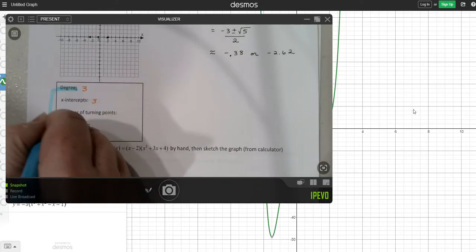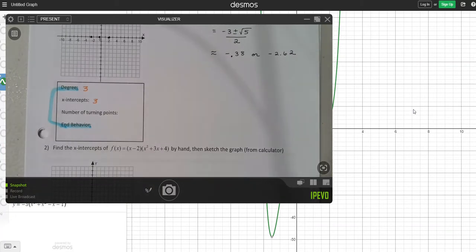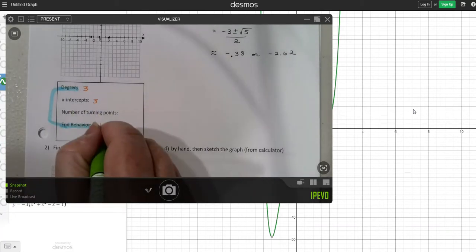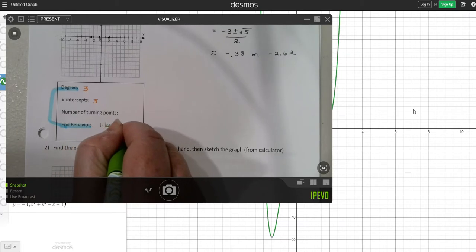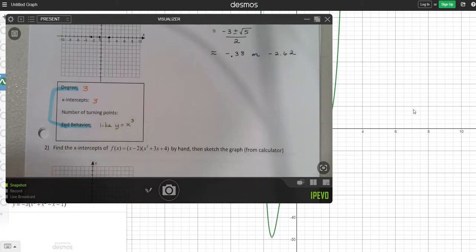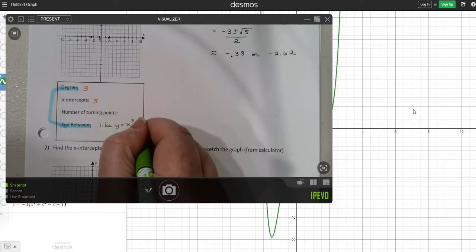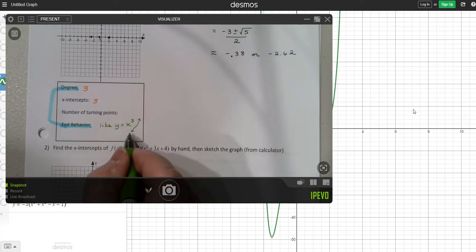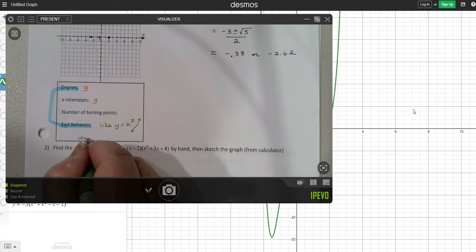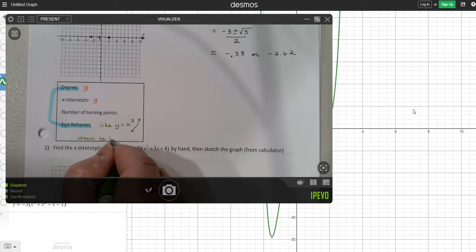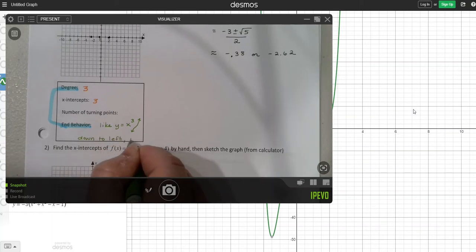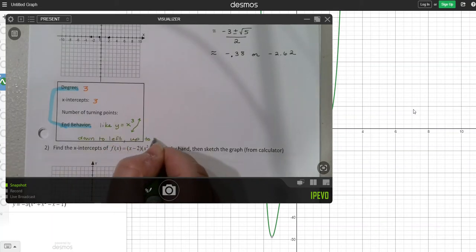Again, degree and end behavior go together. So the end behavior is going to be like y equals x to the third, which is that wave. So it should be down to the left and up to the right.